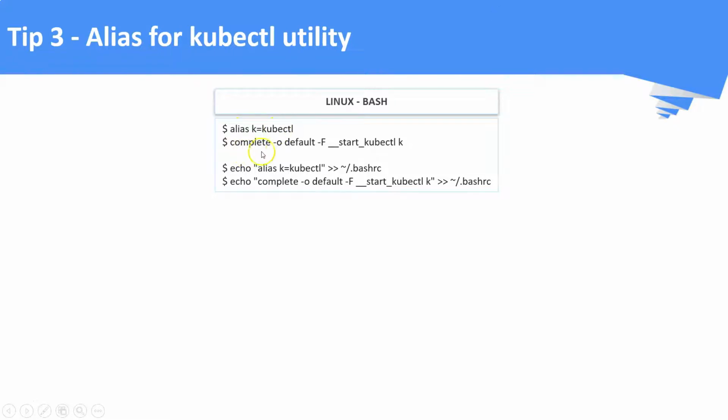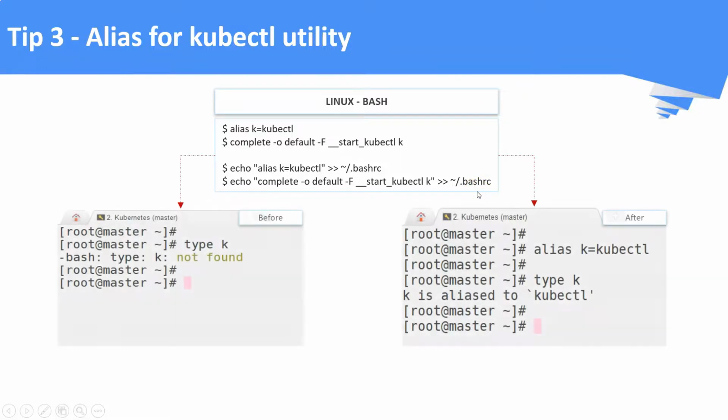This complete command is meant for bash autocompletion as well when we use k as the substitute for kubectl. In order to make this alias command work even after reboots, set up the same in the bashrc profile. After executing these commands, you can check the alias for kubectl using the type command. Now you can simply type k as a substitute for the kubectl command.